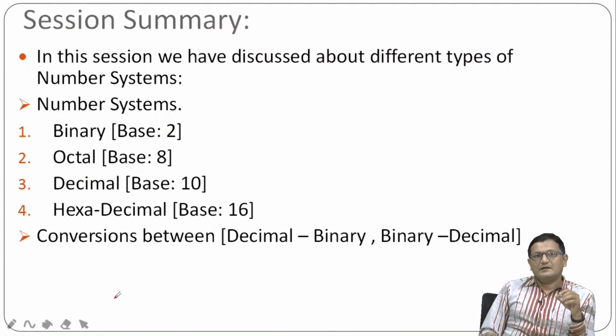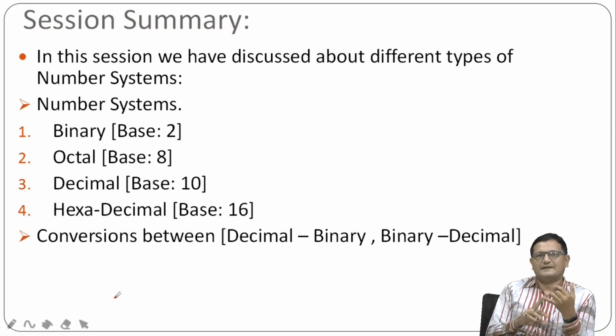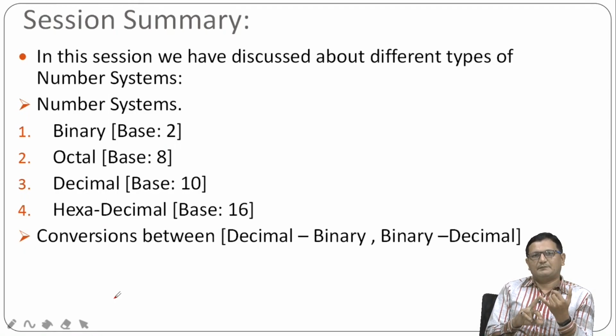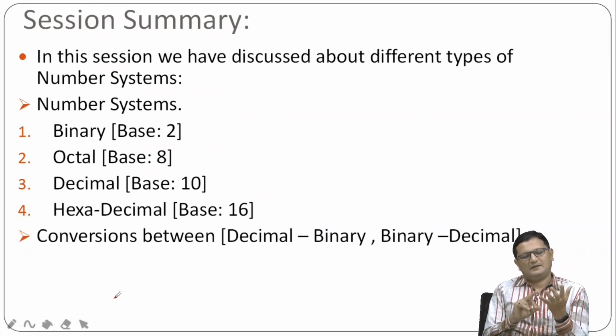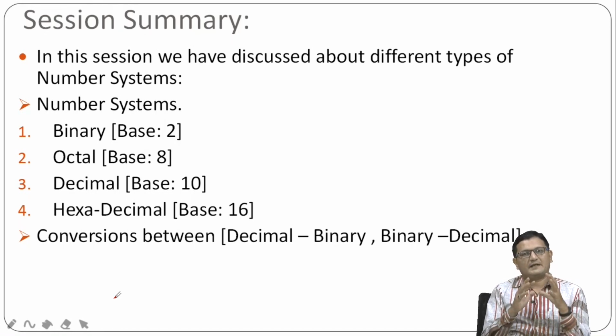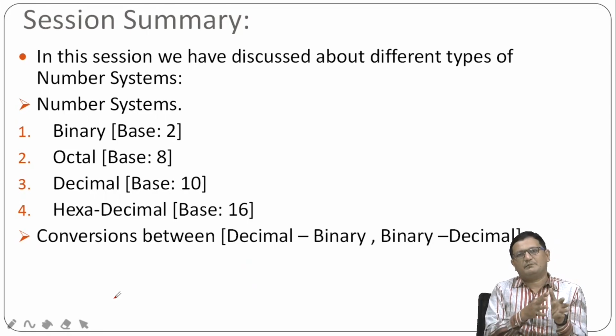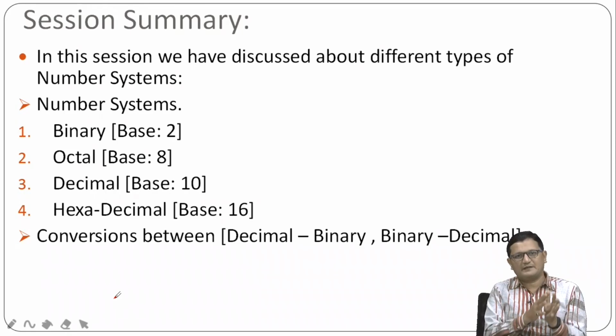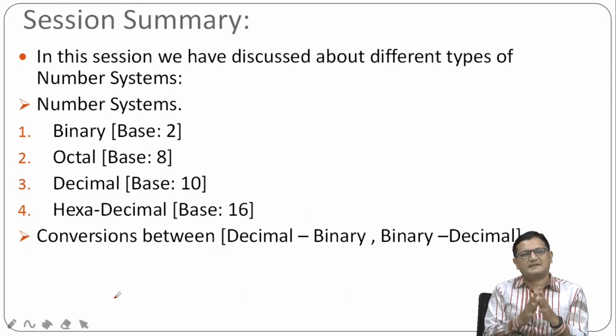So, in today's session, we have tried to focus on the different types of numbering systems. Mainly 4 number systems are there: the binary number system, the octal number system, the decimal number system and the hexadecimal number system. We discussed the base and the type of symbols used in each system, and we learned how to convert a decimal number to binary as well as binary to decimal. In today's session, we are keeping our discussion up to here. In the next session, we will see a few more numbering systems and their conversions.